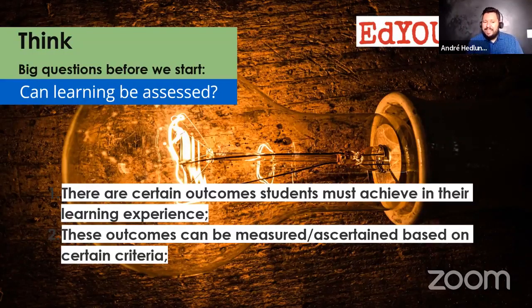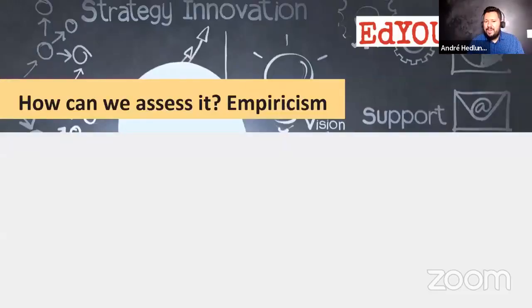The second claim here is that these outcomes can be measured or ascertained based on certain criteria. I have to be able to, as a teacher, say that my students have made progress based on some criteria. If I cannot do that, I cannot measure learning. If I cannot measure learning, I don't know if they are learning well or not. I cannot help them learn more effectively. So these are 2 very important claims that are going to be fundamental for this session. If you are a teacher and you want to measure your students' learning, you have to look at their outcomes and you have to believe that learning can be measured. Otherwise, it doesn't work. But then, of course, that brings us to the idea of empirical approach or empiricism.